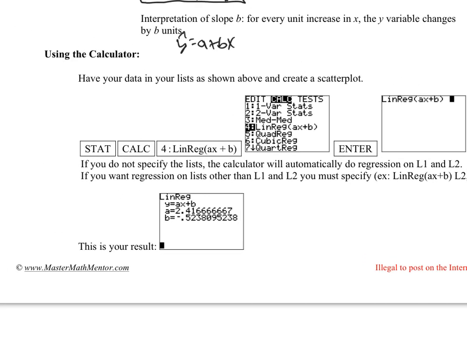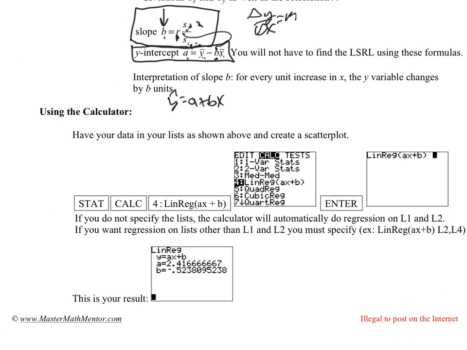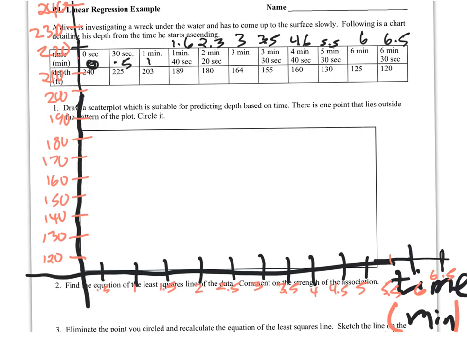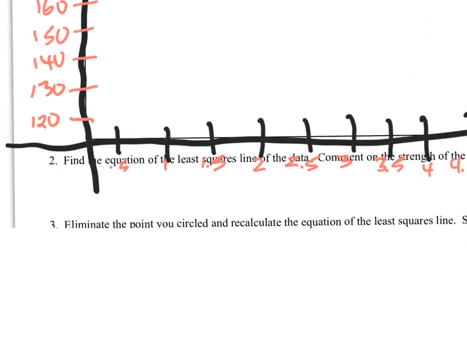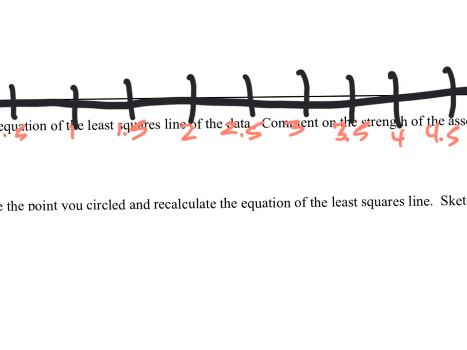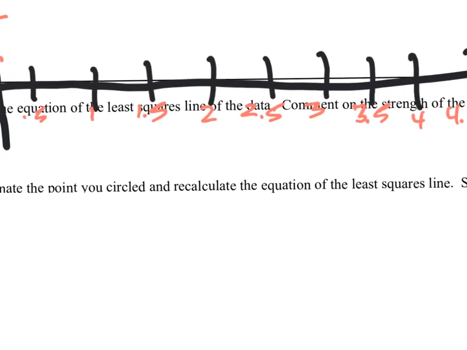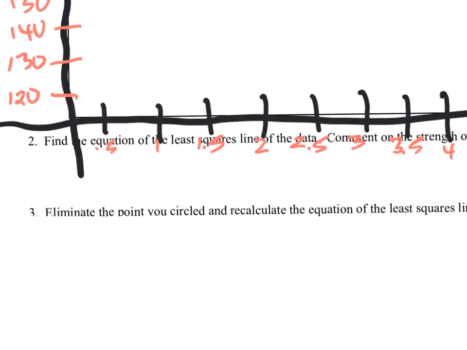Okay. We already went through how to do it on a calculator, so that was the end of those notes. And let's go back to our example that we started. We did number 2, found the least squares regression line. Comment on this association, the strength of the association.